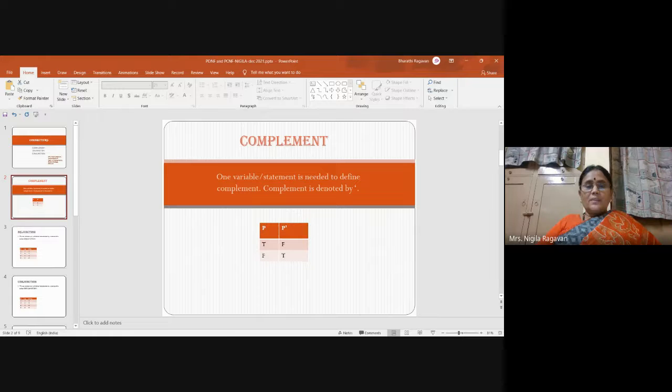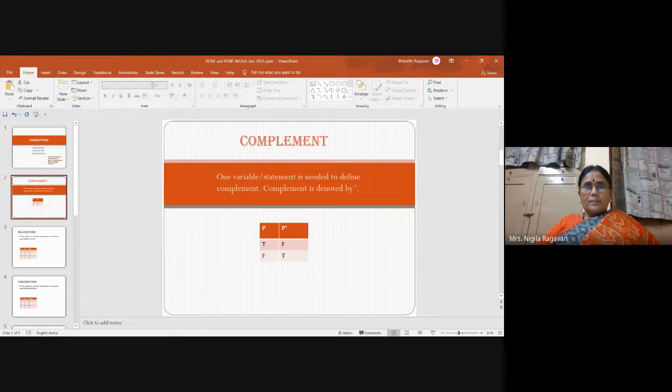Okay, so for any given statement, there are two possibilities. Either it is true or false, T or F. We denote, if the statement is true, by T. If it is false, it is denoted by F. T and F are called the truth values of P. So if P is true, then P complement is F. If P is F, P complement is T.